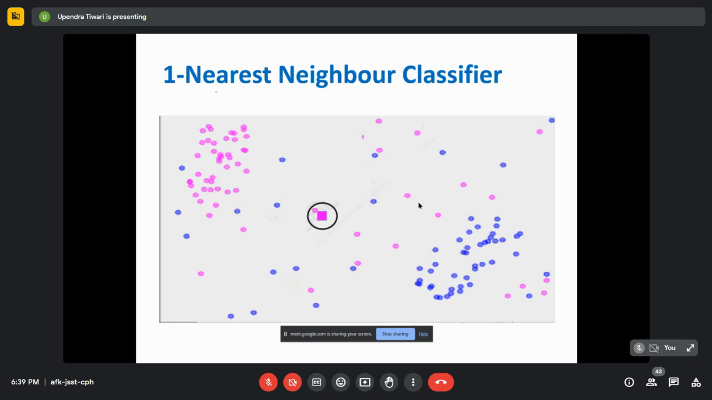In this K nearest neighbor, what is the K? It is a regularization term. If you say K equals 1, it becomes 1 nearest neighbor. How exactly do we do this? Try to understand. Suppose these are the two classes we have. All the data points belong to either the pink class or the blue class.